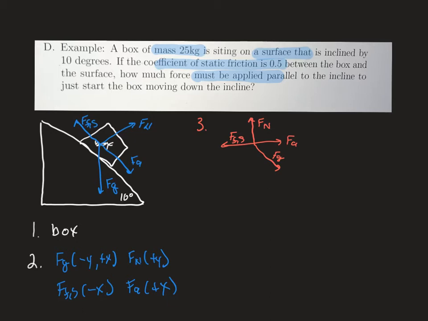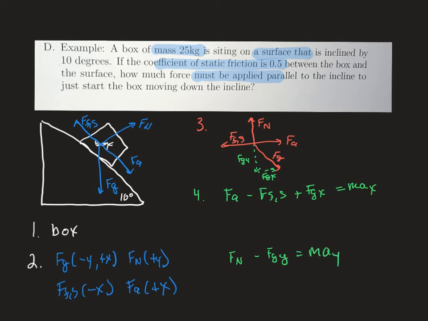Alright, so step 4 is to write Newton's second law. We're going to start with the x direction. So that's a force applied minus the force of friction static, and then we are going to have a force of gravity in the x. So we need to, in this case, add the force of gravity in the x because it's in the same direction in the x direction as the force applied. Then for the y, we'll have force normal and then the y component of the force due to gravity, and that one is negative because it is pointed down.